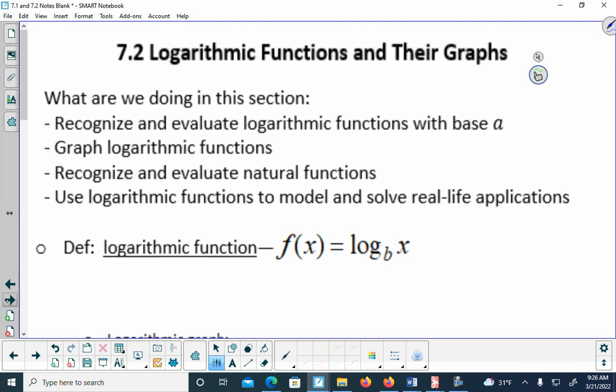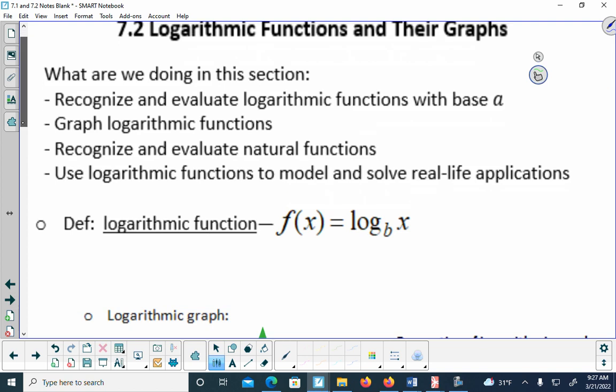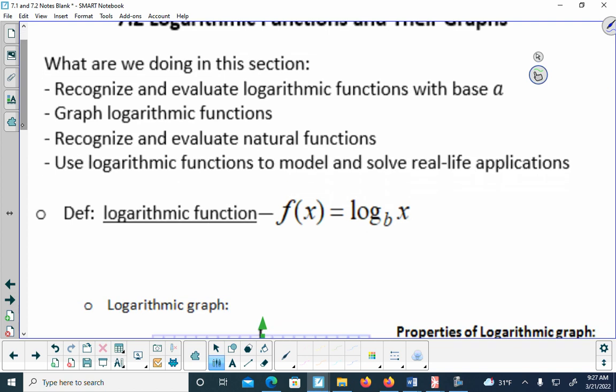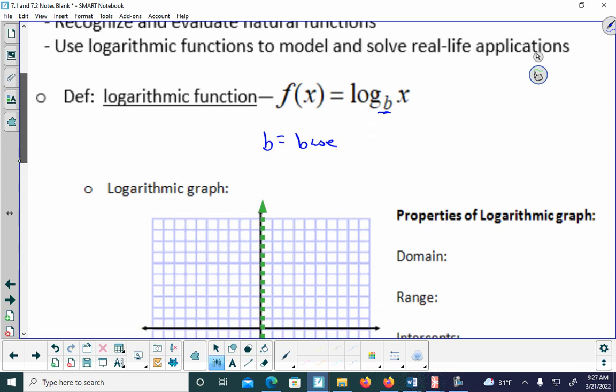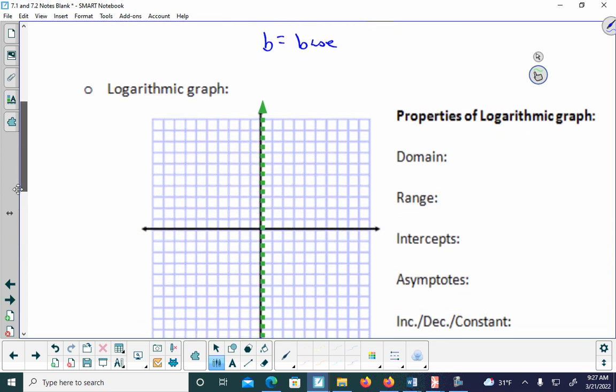Log functions and their graphs. The log function is the inverse of the exponential function. So the input and the output switch places when you do an inverse. If I have a log function here, this b is going to be my base. Then when I graph a log function, I put this in my calculator and graph the same one that we did before, log base 2 of x.